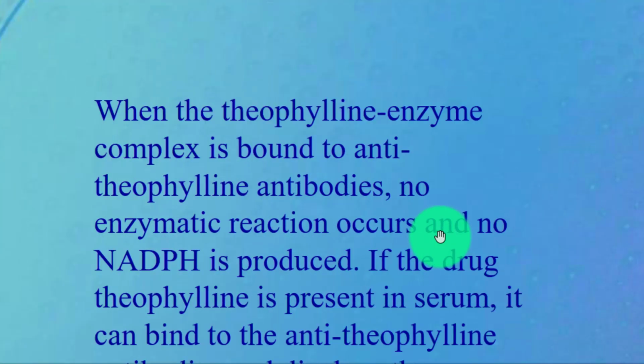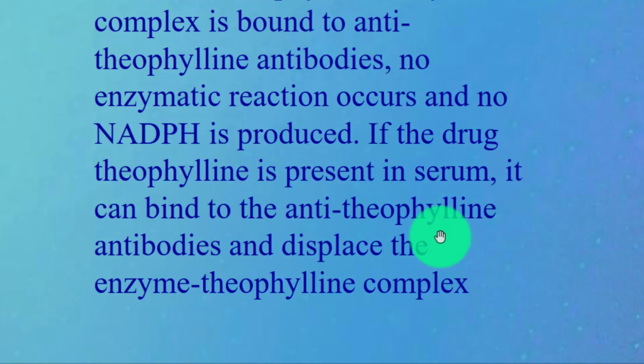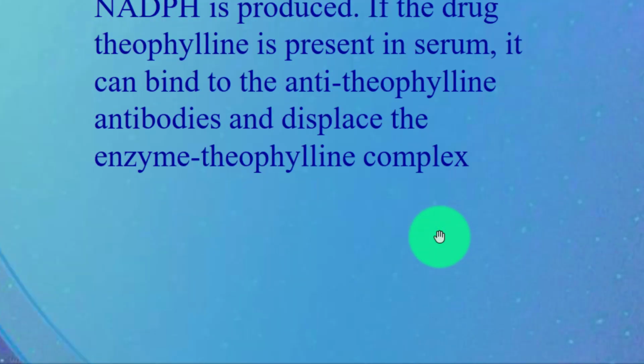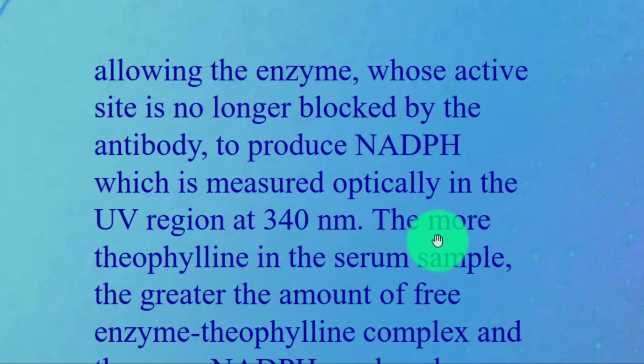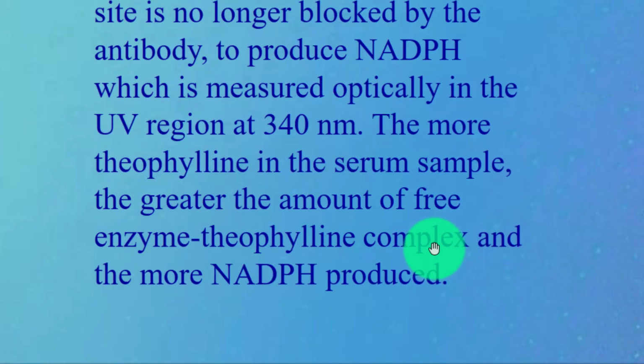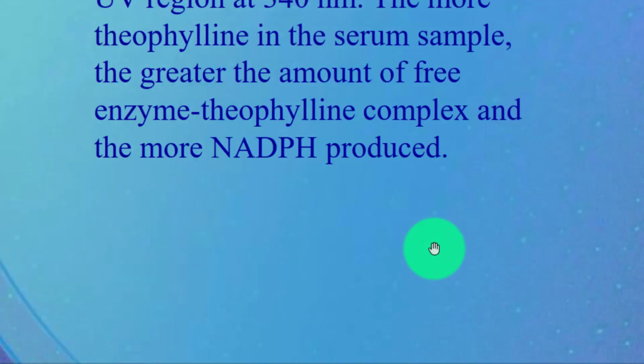When the theophylline enzyme complex is bound to anti-theophylline antibodies, no enzymatic reaction occurs and no NADPH is produced. If the drug theophylline is present in serum, it can bind to the anti-theophylline antibodies and replace the enzyme theophylline complex, allowing the enzyme, whose active site is no longer blocked by the antibodies, to produce NADPH, which is measured optically in the UV region at 340 nanometers. The more theophylline in the serum sample, the greater the amount of free enzyme theophylline complex and the more NADPH produced.